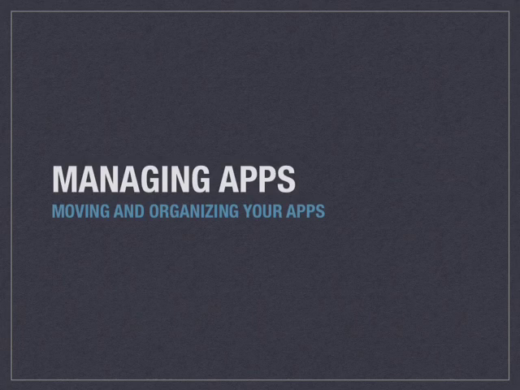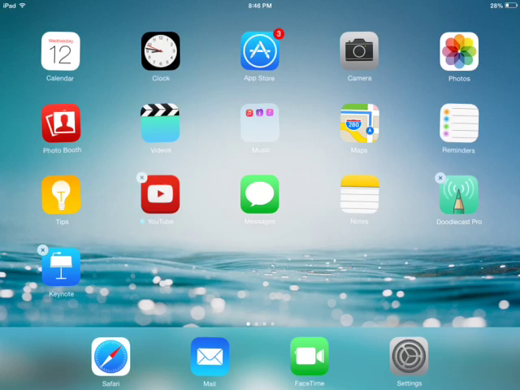Now that you've got your apps, let's quickly review how to manage and organize those apps on your home screens. To move your apps and reorganize them from screen to screen, you must first press and hold on any app icon. After a few seconds, all of the apps will begin to shake, and some of the apps will have a small X that will appear in the top left corner.